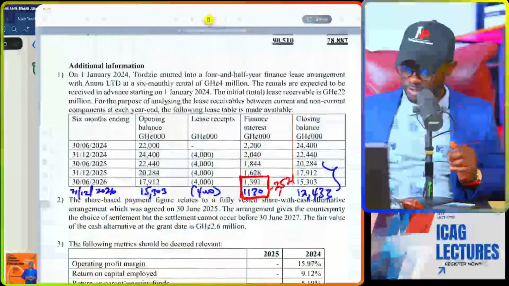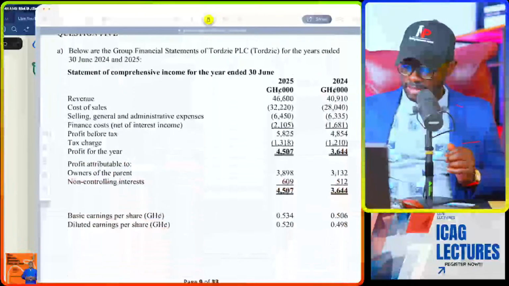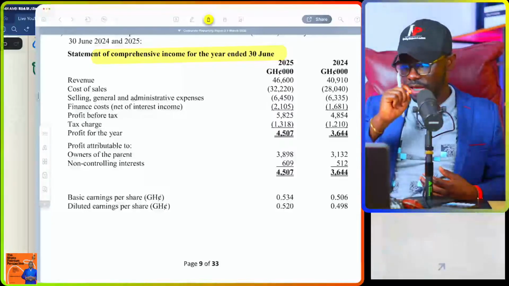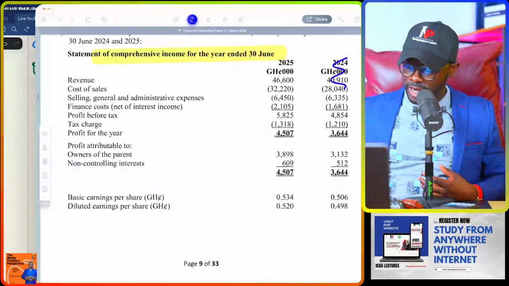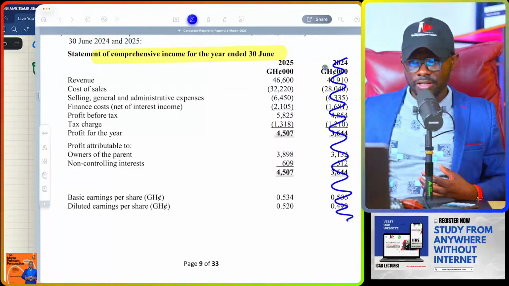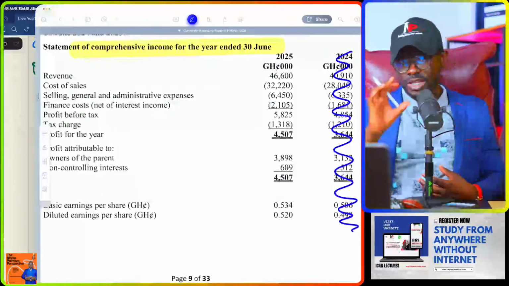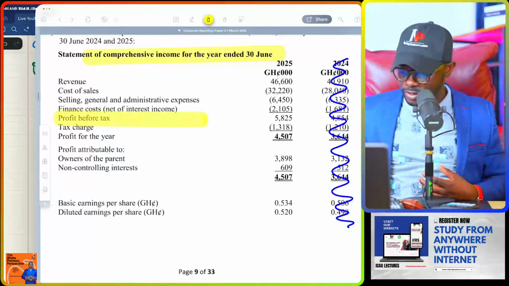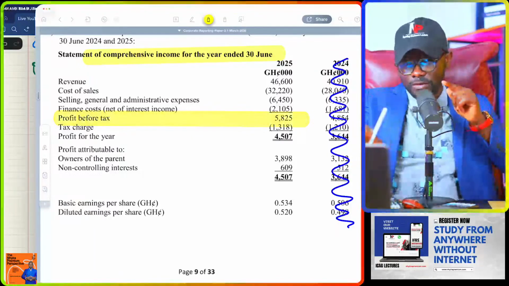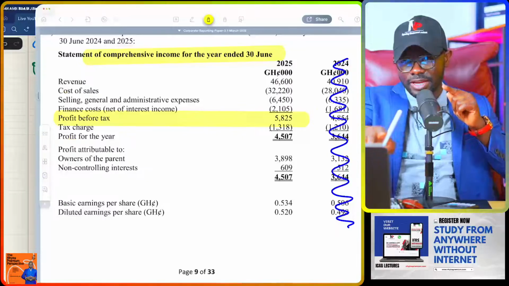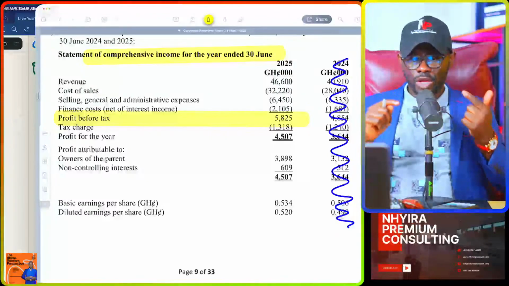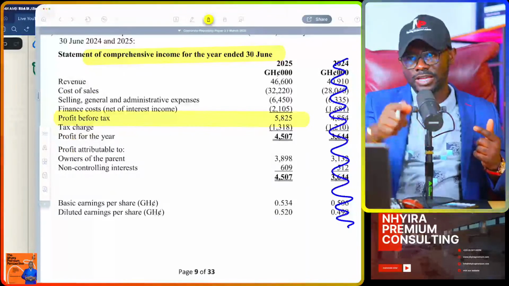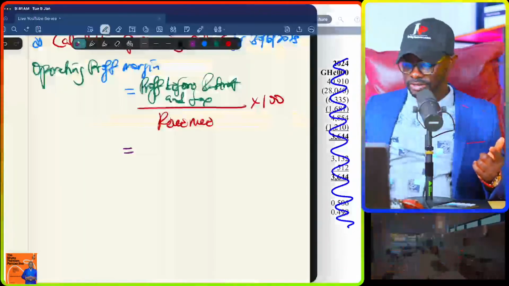So we go to the statement of financial performance here. So we see statement of comprehensive income for the year ended June. I want you to stay with me carefully. We have 2024, but for now, we're not interested in the 2024 figures. We are interested in 2025. Now, stay with me. We need profit before interest and tax. So you can see there is profit before tax here. But the profit before tax was arrived at after deducting the finance cost, which is the interest. So what we're going to do is to add back the finance cost to the profit before tax, and that will give us the profit before interest and tax. Do you get the idea?